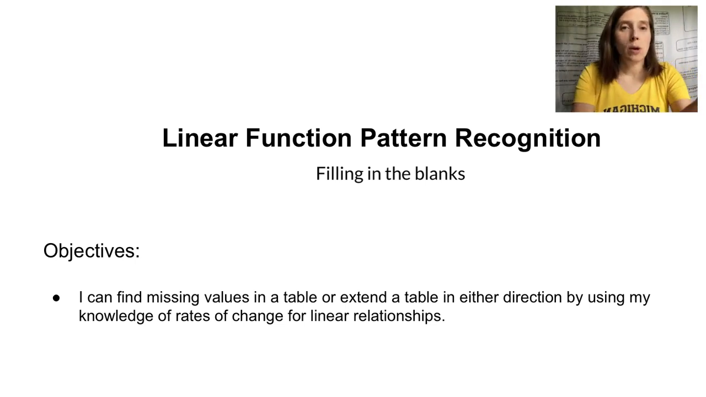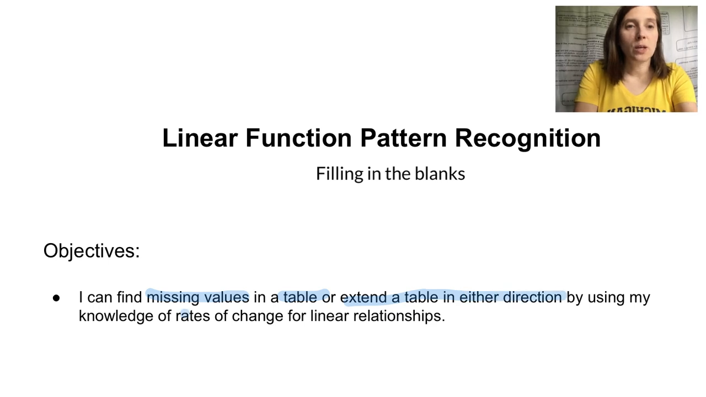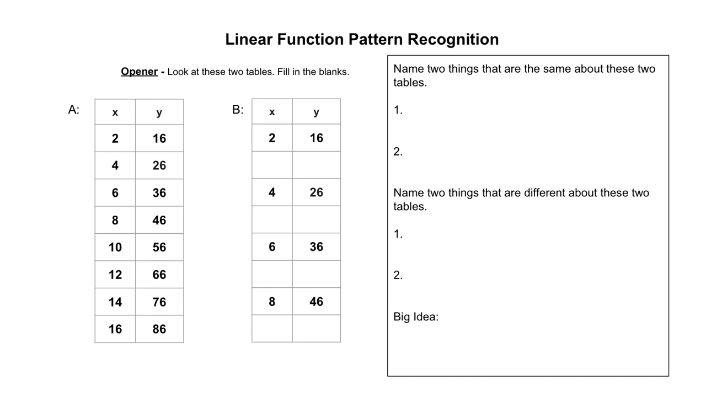We are continuing our discussion on linear function pattern recognition, focusing today on filling in the blanks for our table. So our objective is: I can find missing values in a table or extend a table in either direction by using rates of change. We're going to start by looking at our opener and these two tables, table A and table B. Before we fill in the blanks, we're going to name two things that are the same about these two tables and two things that are different.